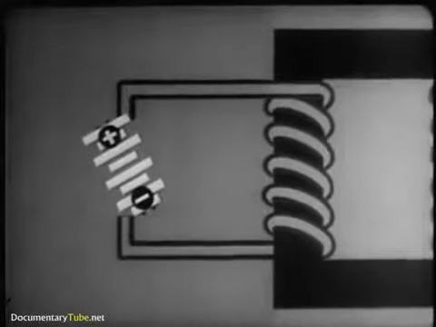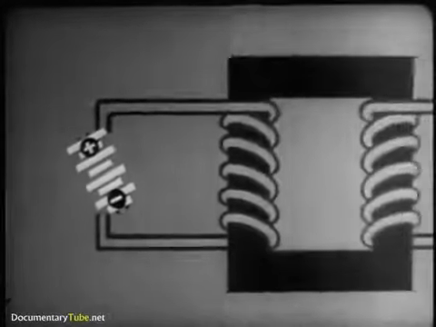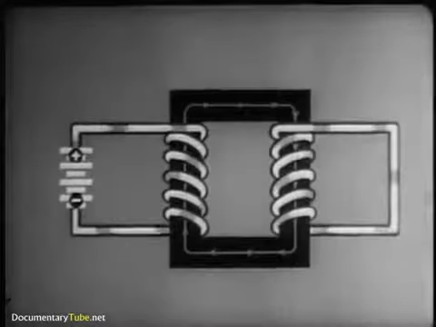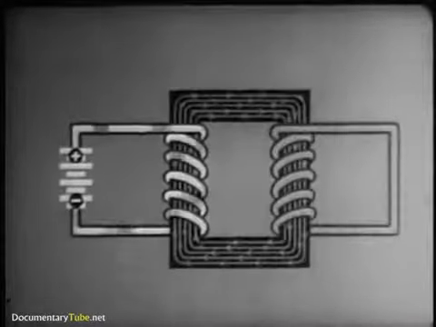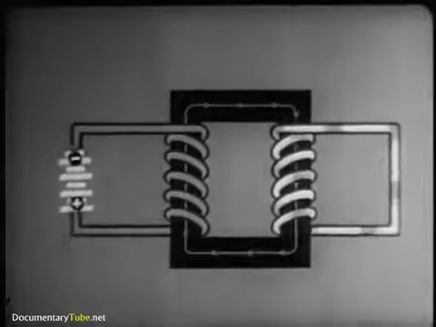Now let's consider alternating current. We'll first give you an idea of how it works by sending direct current through the coil, first in one direction, then in the other.